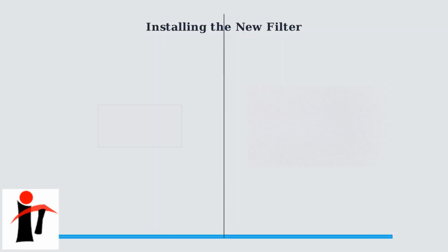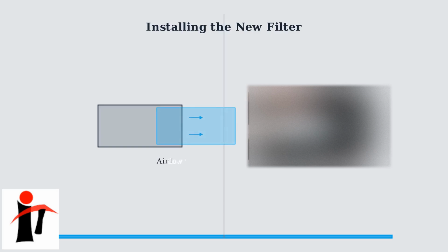Now take your new cabin air filter. Notice the airflow arrows on the filter frame. These must point towards the cabin, the same direction as the old filter you removed. This ensures proper air circulation through the HVAC system.